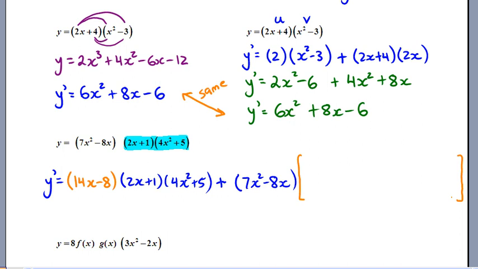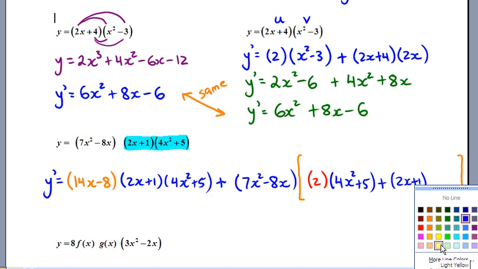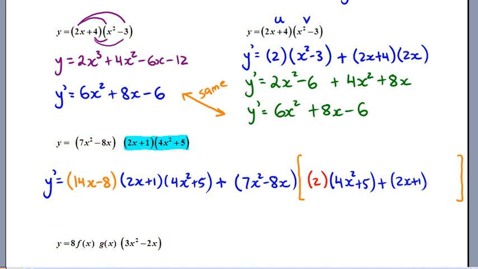Well, that highlighted blue material is a product. So I have to do the product rule. I would do the derivative of the first thing, and that would be a 2. Leave the other part alone, just don't touch it, 4x squared plus 5. Now reverse. Leave the 2x plus 1 alone, and then do a derivative of the 4x squared plus 5, which would be 8x.